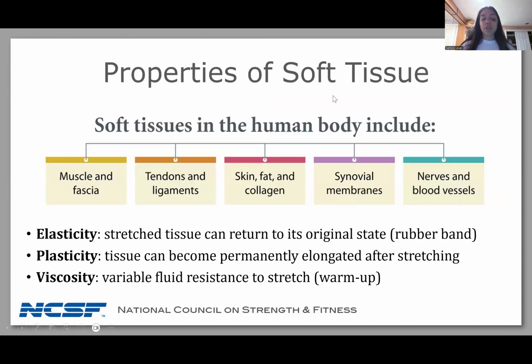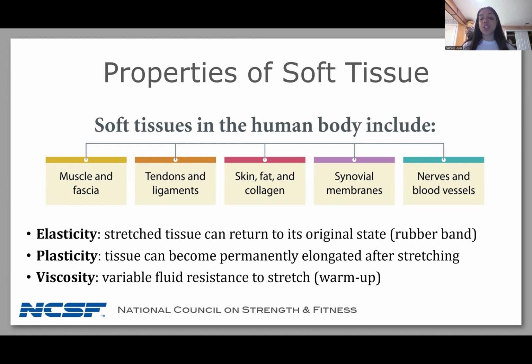So, properties of soft tissues. Soft tissues in the human body include your muscle and its fascia, the tissue that encapsulates those muscles and keeps them together. Your tendons and ligaments. Tendons are the ends of muscles, where they attach to bone. So muscle turns into tendon, and then that's where it attaches to the bone.